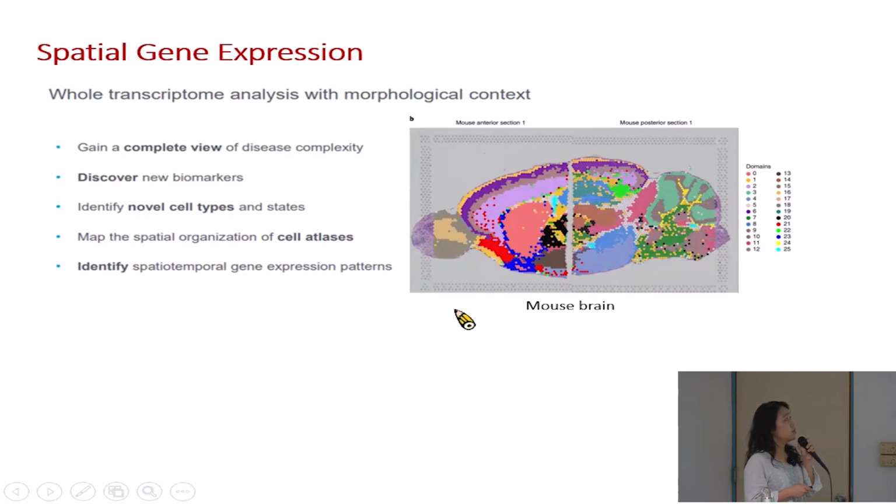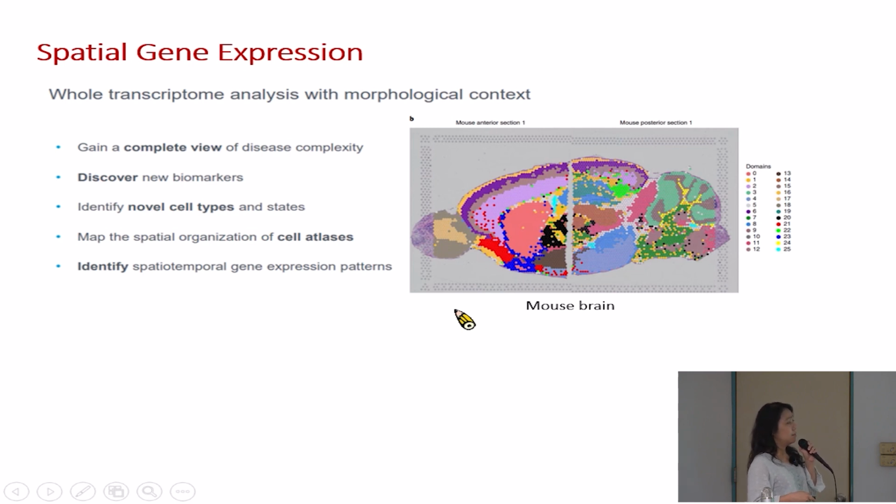And spatial gene expression has several advantages because it is a whole transcriptome analysis with the morphological context. So it will gain a comprehensive view of the disease complexity, and it will define new biomarkers of disease, and we can understand novel cell types or states.